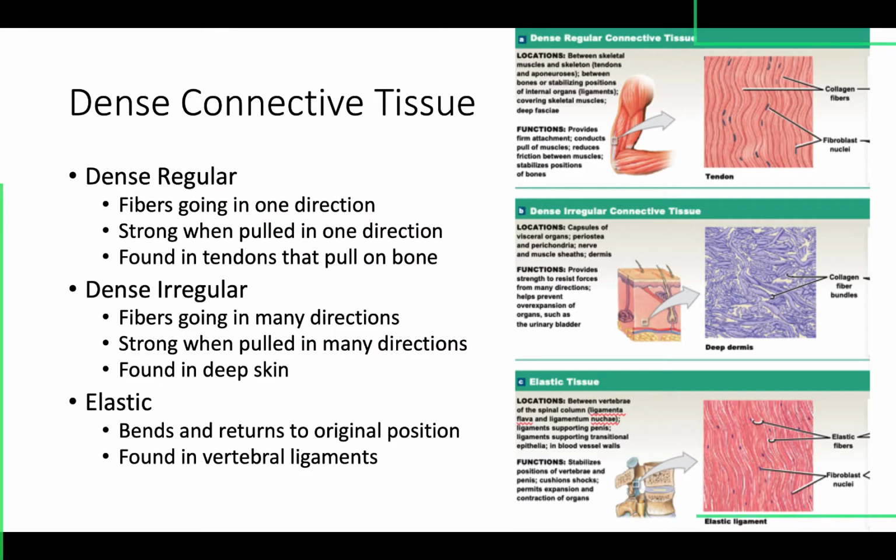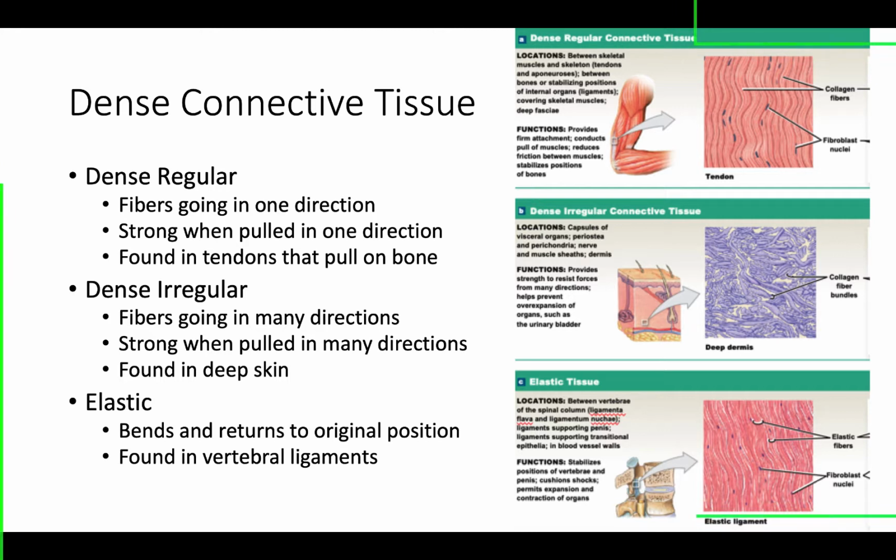Okay, then so we had loose connective tissue, now we have dense connective tissue. They're both part of connective tissue proper. So let's look at dense connective tissue. In dense connective tissue, if it's regular, that means all the fibers are running in one direction. If they're running in one direction, that means you can pull on them and it's like a rope. So we find that in tendons, the tendons that attach your muscle to your bone.